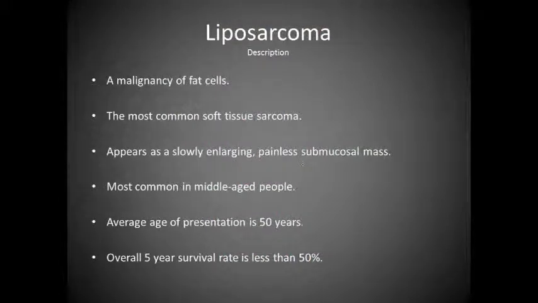And that brings us to liposarcoma. And this is a malignancy of fat cells. And so I definitely keep this in mind. And it is the most common soft tissue sarcoma. It appears as a slowly enlarging painless submucosal mass, and it's most common in middle-aged people. The average age of presentation is around 50 years old, and the overall 5-year survival rate is less than 50%.